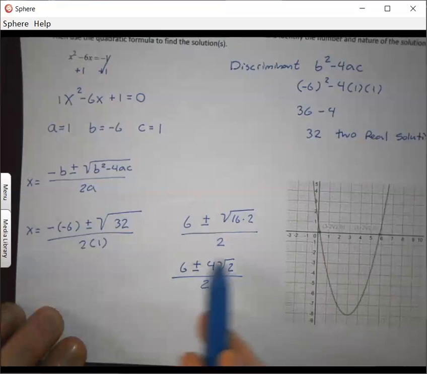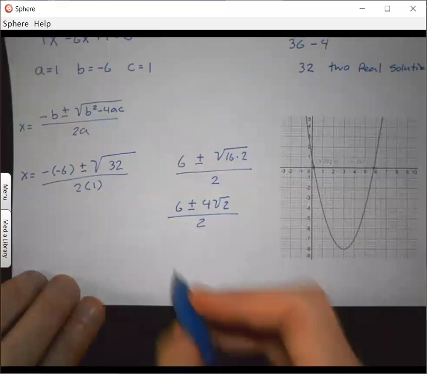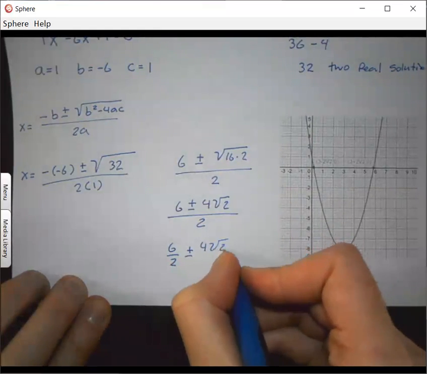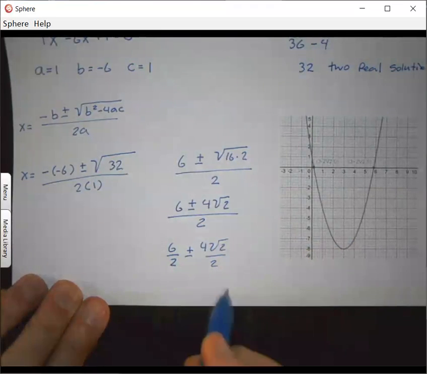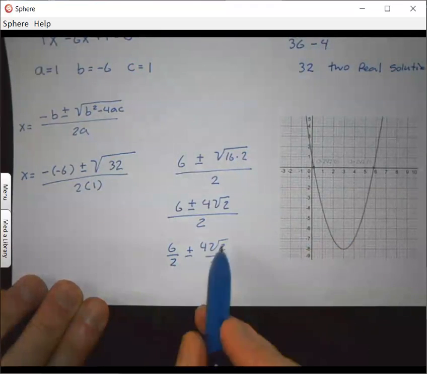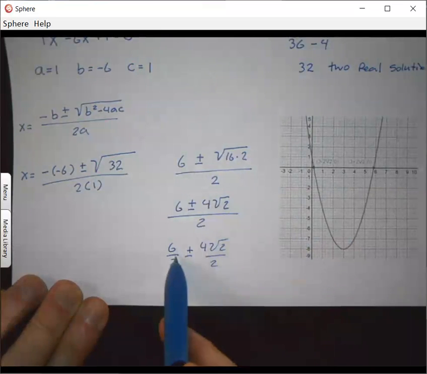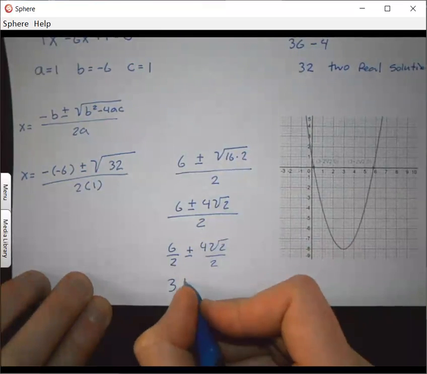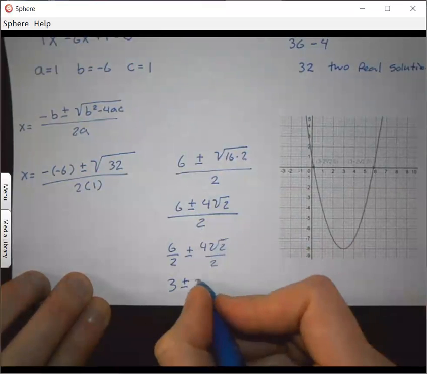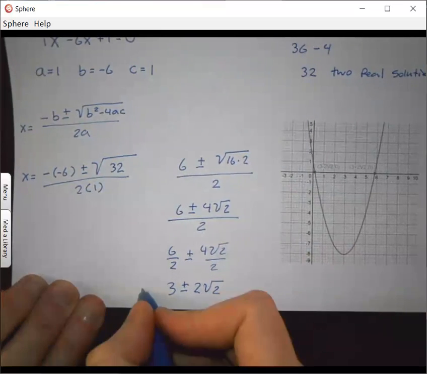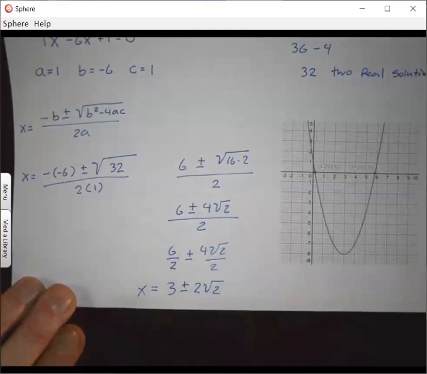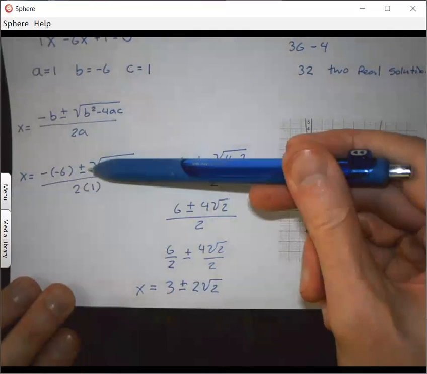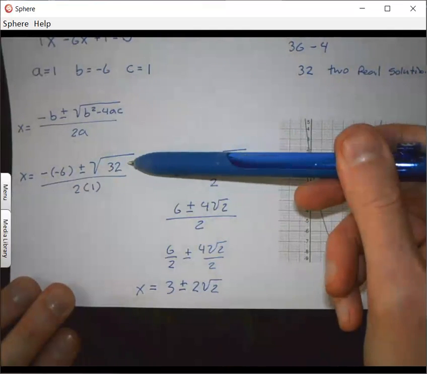Now this piece can be simplified more. I can write it as 6 over 2 plus or minus 4 root 2 over 2. It's a common denominator, but add across the top, so it's like taking the common denominator and working backwards. 6 divided by 2 is 3, plus or minus 4 divided by 2 is 2, root 2. So we can see when our discriminant is a positive number, this plus or minus will force us to have 2 solutions.